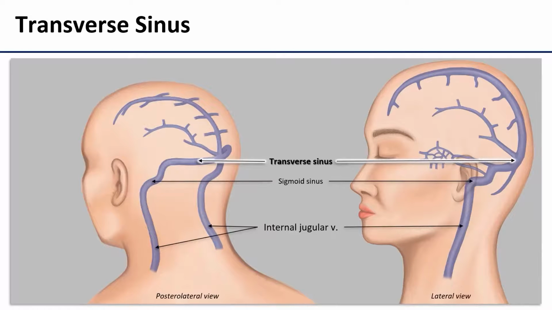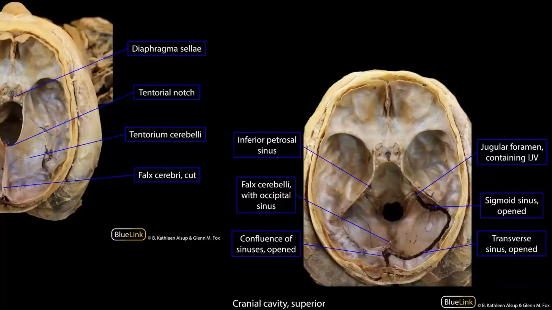The sigmoid sinus is the continuation of the transverse sinus. The transverse sinus runs in the outer margin of a structure called the tentorium cerebelli, which is one of those dural infoldings, this time between the cerebrum and the cerebellum.